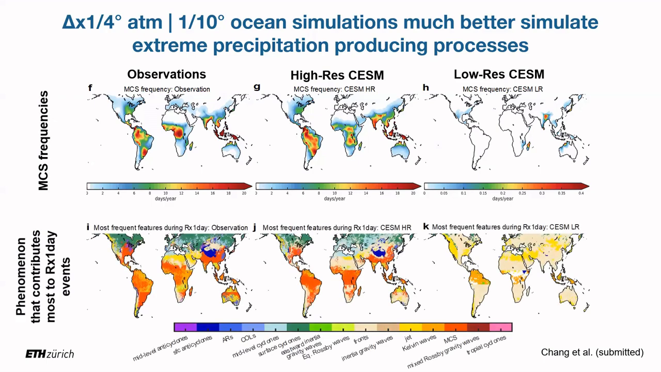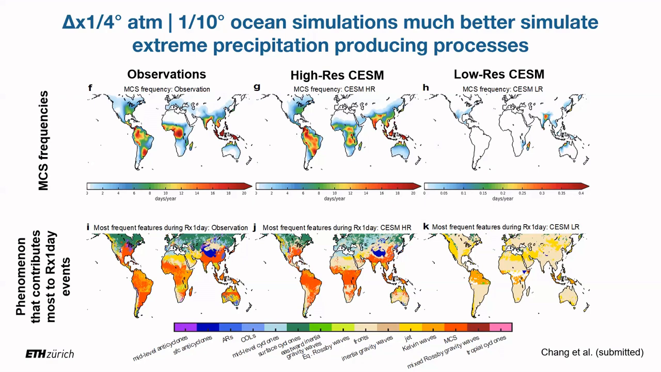Then we also looked at what phenomena are really producing the heaviest daily rainfall annually, and this is shown here in colors. If you're in the orange region, and there are many orange regions, specifically in the tropics, you can see that mesoscale convective systems are the most frequent extreme producer. Once you get to the mid-latitudes, you get more cyclonic contribution.